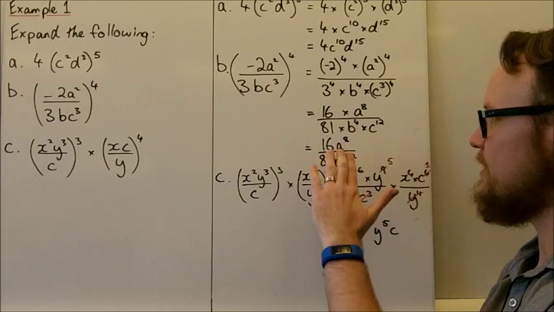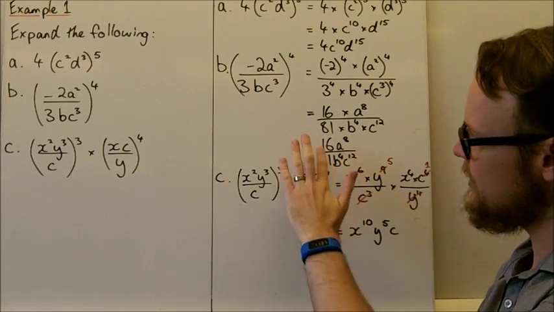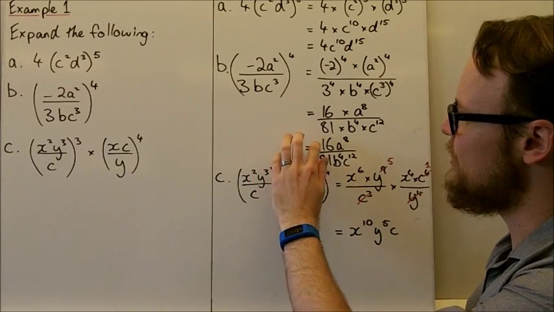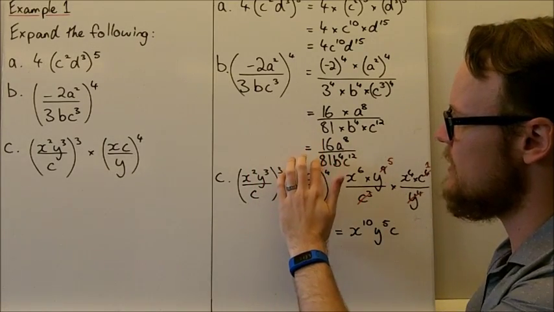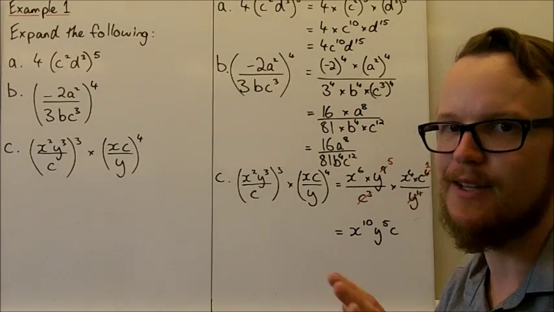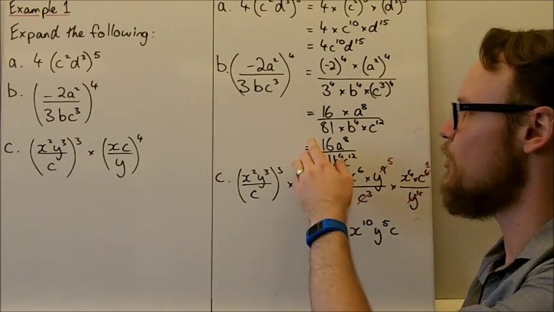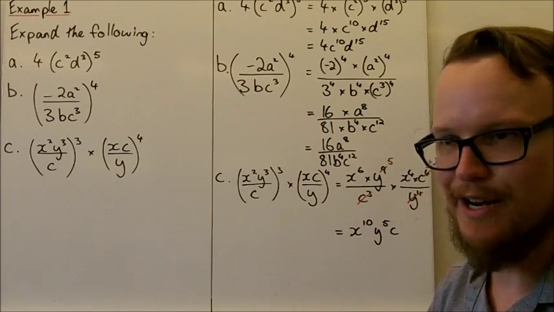Now, once again simplifying, you'll notice here I've been very careful. I need to double check that 16 and 81 don't have any common factors that I could divide the top and the bottom by. Otherwise, it wouldn't be simplified. But they don't. The highest common factor of 16 and 81 is 1.